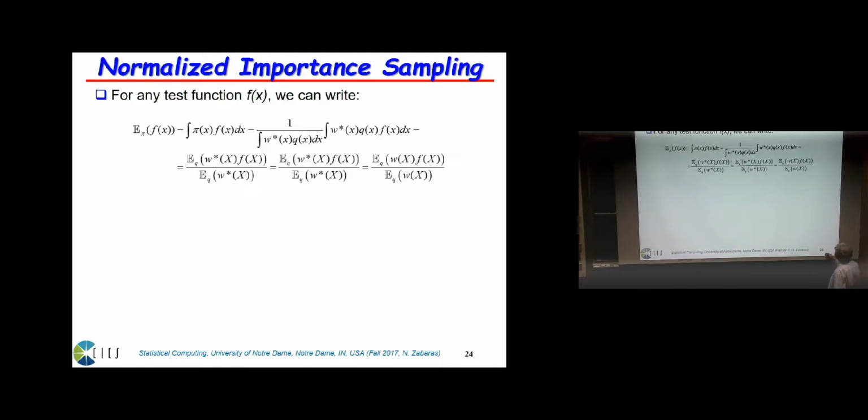So what do I have in the numerator? It's the expectation with respect to q of w star f, and what I have in the denominator is the expectation with respect to q of w star. Obviously, because there's w star on the top and the bottom, this is also equivalent to the expectation with respect to q of wf divided by the expectation of w. Okay, but let's concentrate on that equation. To find this estimator, we can do it by only using w star.